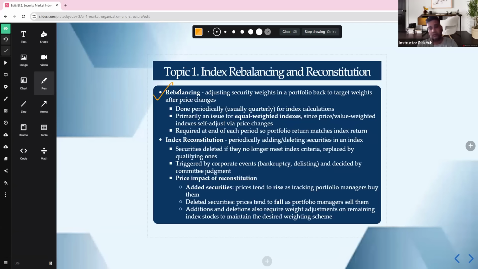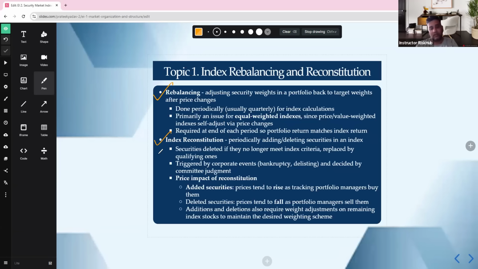So important points which are given in the slide: it's done periodically, often quarterly, and mainly important for your equal weighted indices. Price weighted and market cap weighted indexes mostly self-adjust through price movement, and rebalancing is needed so portfolio returns keep matching index return, right? Simple idea: rebalancing is about same stocks, new weights.